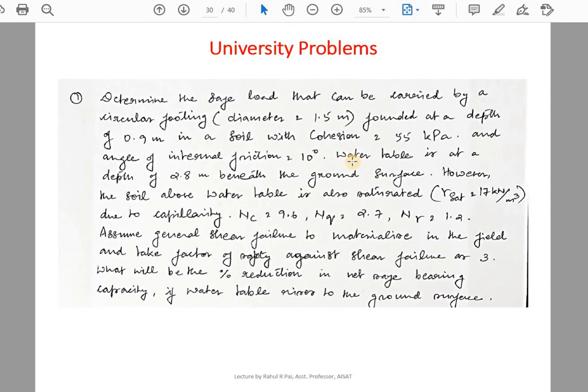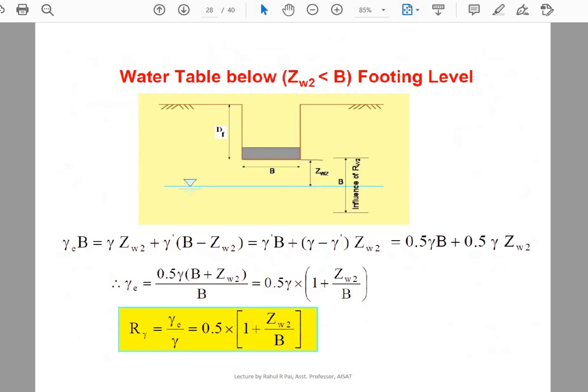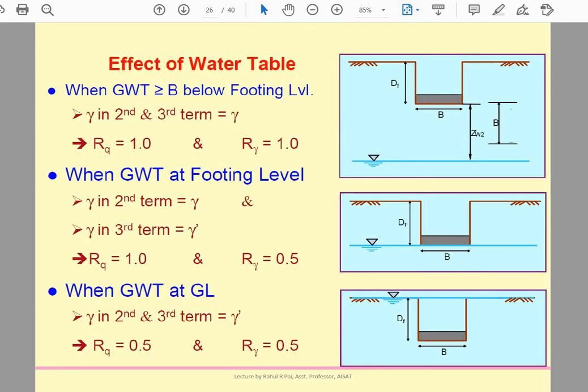So before moving on to the questions, I will just give you a brief idea about the various cases of water tables, because all the problems which are asked for the exams are based on the effect of water table. Already I have covered this in the previous lecture, but still, in order to make you thorough about the idea, and also so that you will be able to solve the problems, let us brush up through this section.